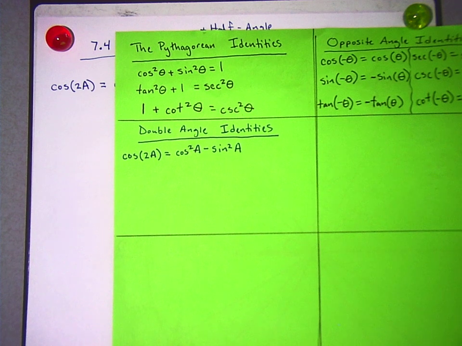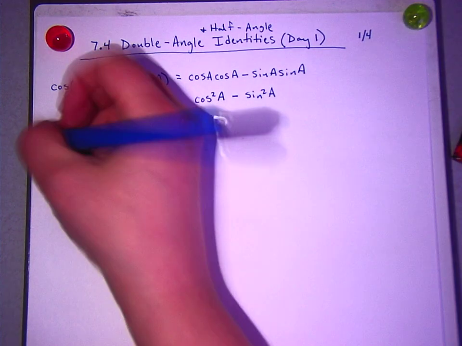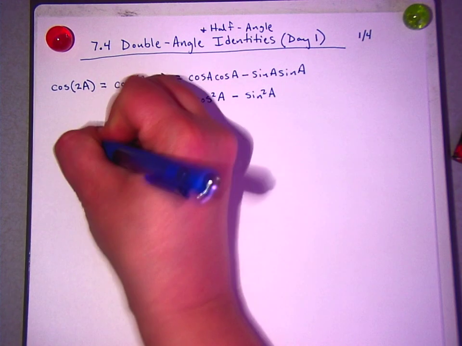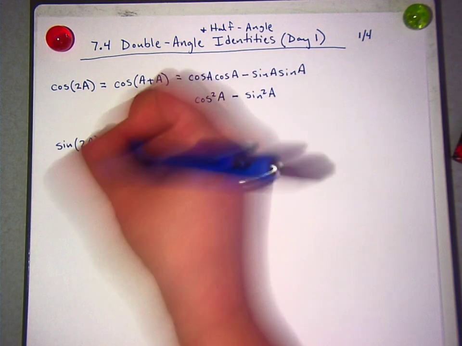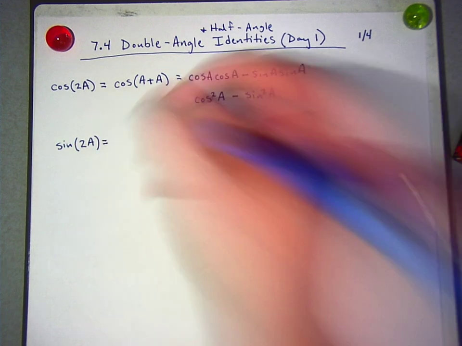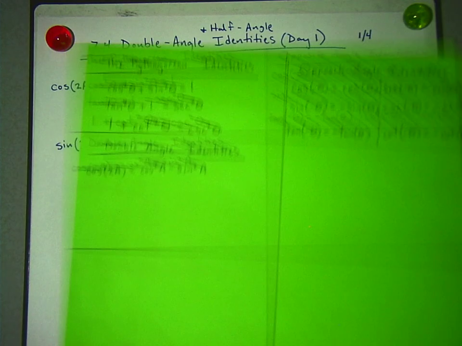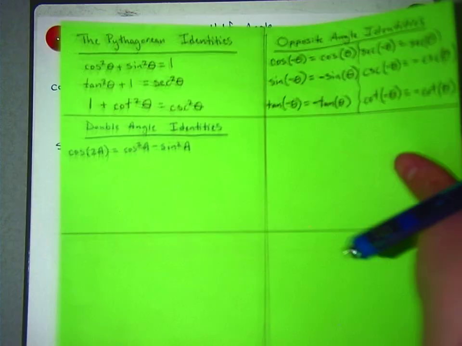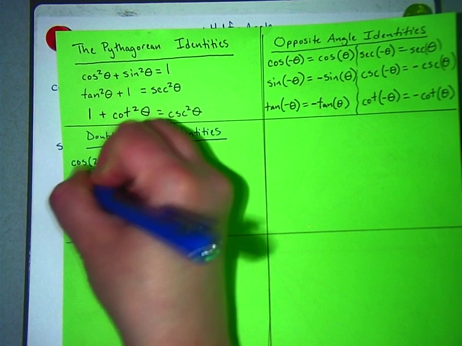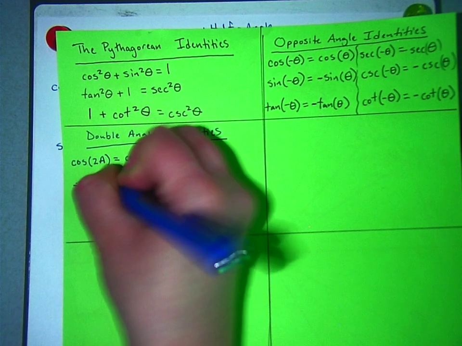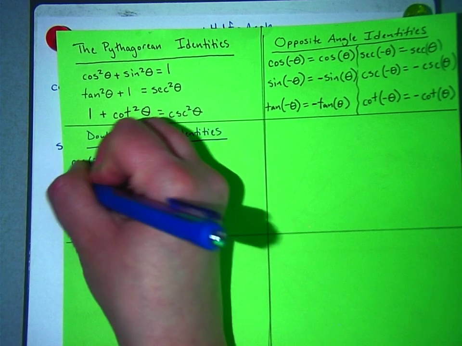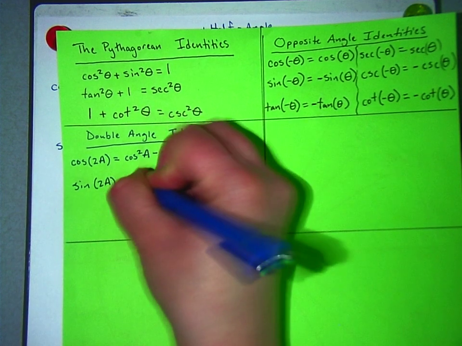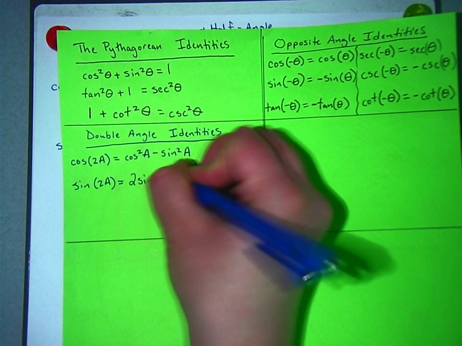All right. So you are going to try with your partner right now to find the sine of 2a, that formula. In fact, I'm going to tell you right now the answers, and then you can compare them to you proving it on your own. So everybody write it on your unit circle. The sine of 2a is equal to 2 sine a cosine a.